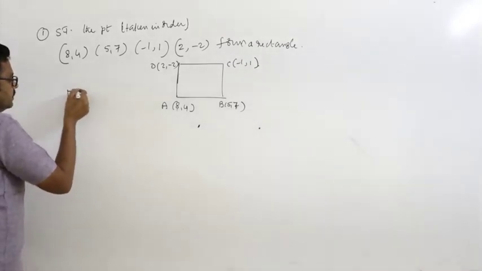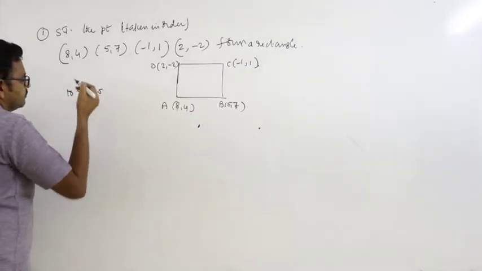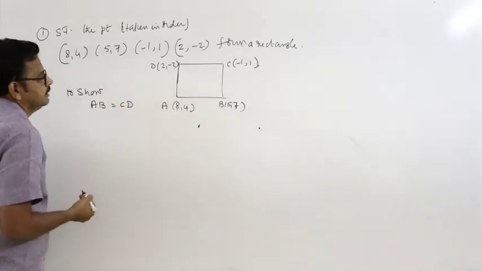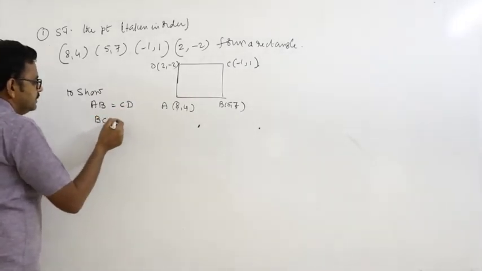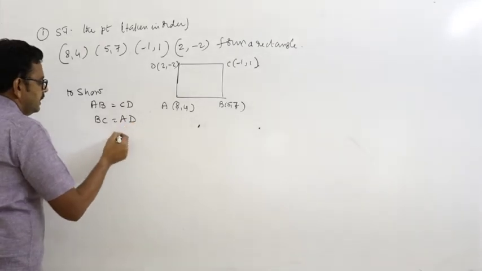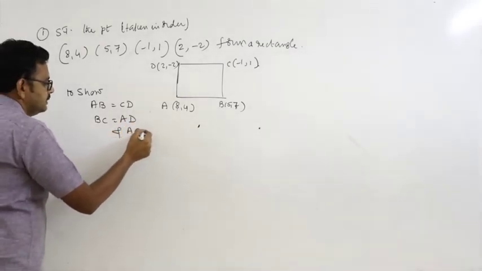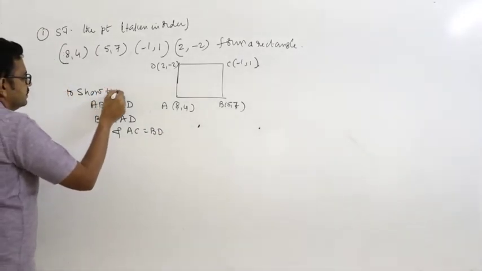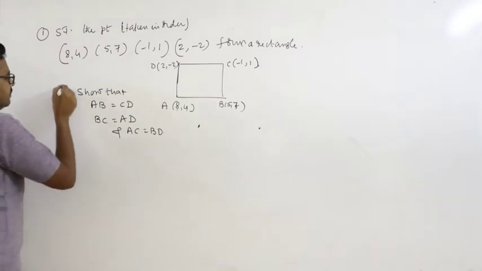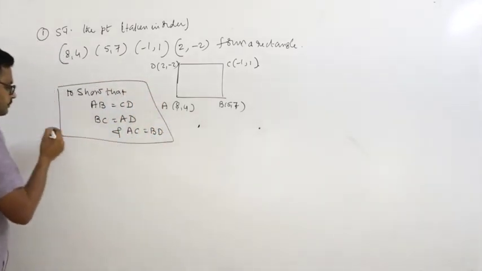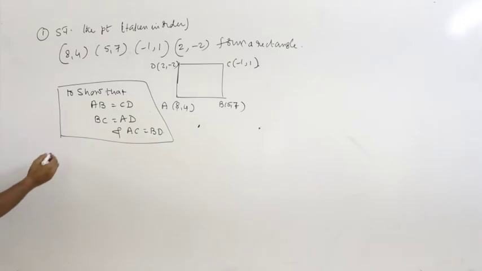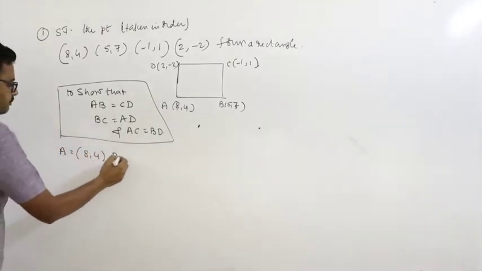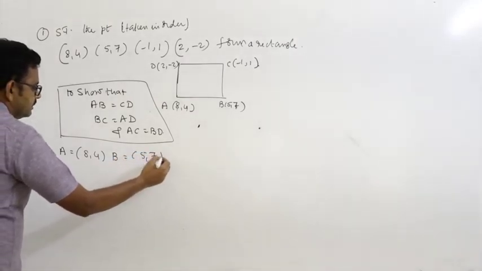To show AB is equal to CD, BC is equal to AD, and diagonals AC is equal to BD, we have to prove that these are equal. Now I am taking A coordinates (8, 4), B coordinates (5, 7).